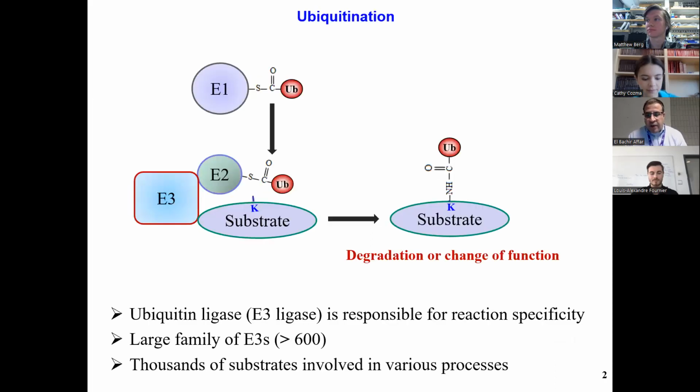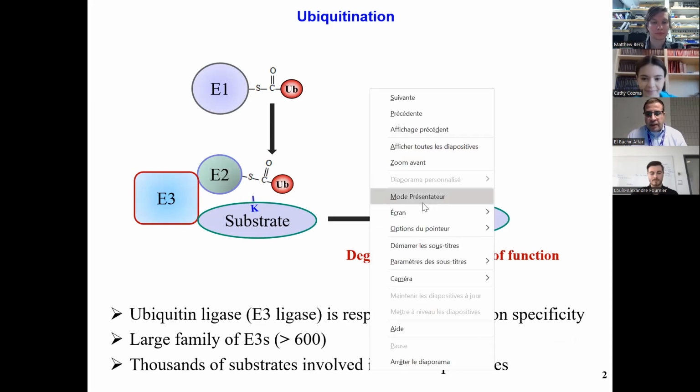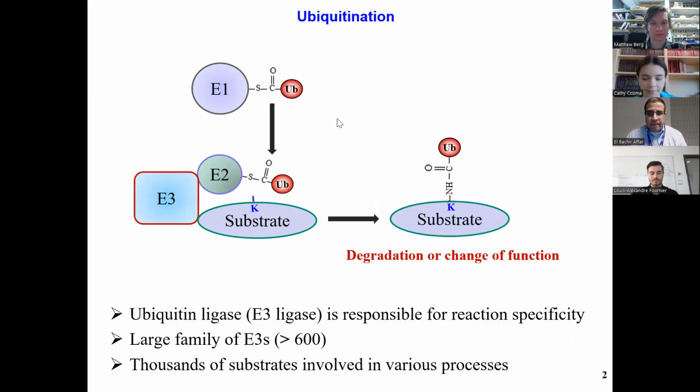So just briefly, I will introduce ubiquitination. This is a post-transcriptional modification that involves three enzymes, E1s, E2s, and E3s. E3s are responsible for the specificity of the ubiquitination reaction, and these are the enzymes that recognize the substrate to ensure this ubiquitination reaction.